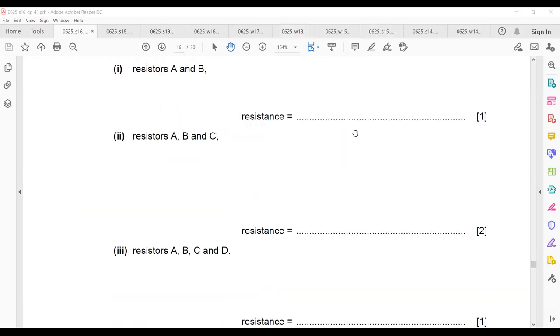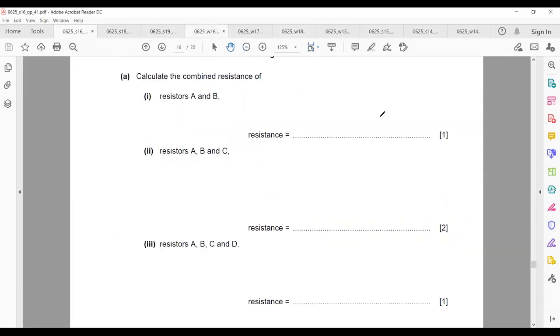Is it clear? These parts. So for A, B, the answer was 12 ohms. For A, B, C, the answer was 4 ohms. And for A, B, C, and D, the answer was 10 ohms. Is it clear, the discussion? The combined resistance of the circuit.